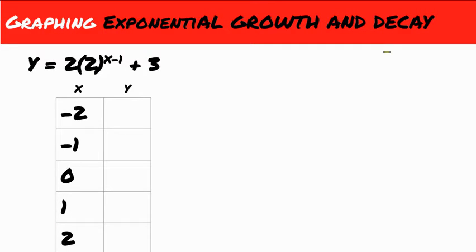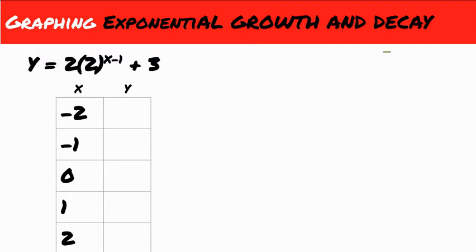In this video, we're going to be graphing exponential growth and decay functions. We're just going to focus on growth. You have a decay example in your notes. So I have the function y equals 2 times 2 to the x minus first power plus 3. Notice that that base in parentheses is a 2, which is why we will be having an exponential growth graph when we're done.